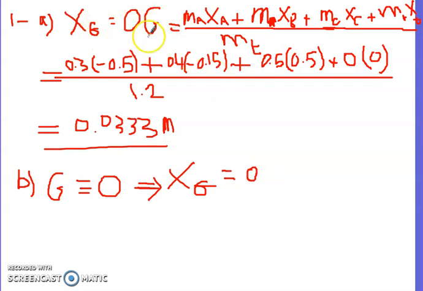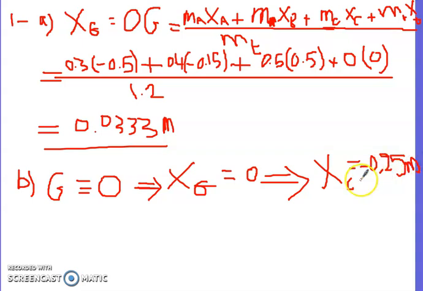So please replace in this equation, we get the abscissa of C equals minus 0.25 meter, right? So the abscissa of C is negative, and this is logical. Clear? Or 25 centimeter. Good.